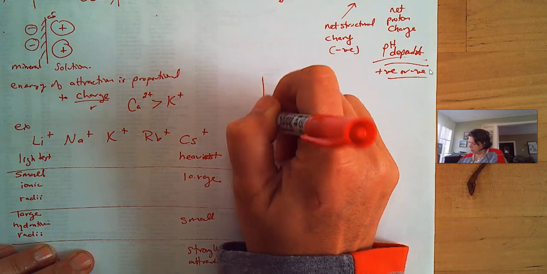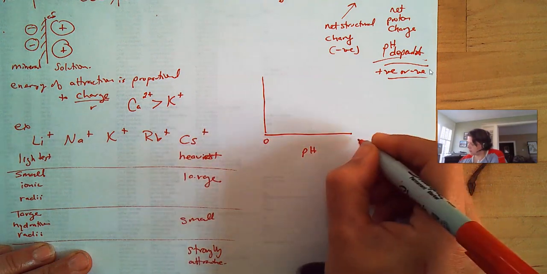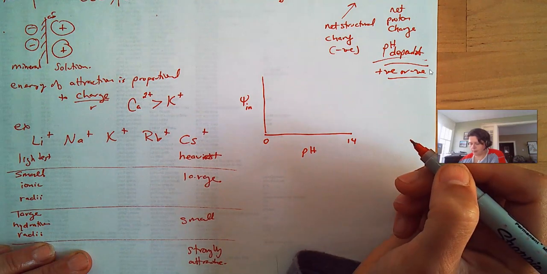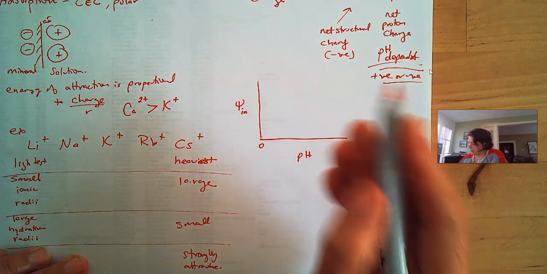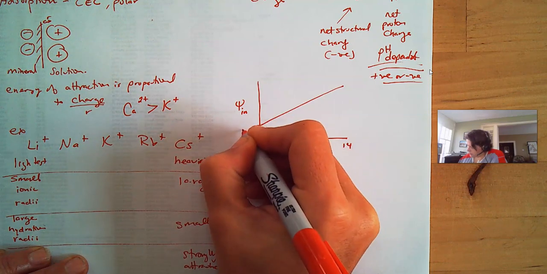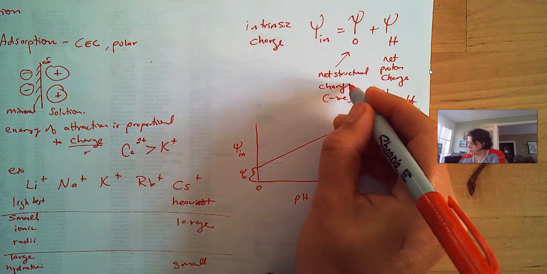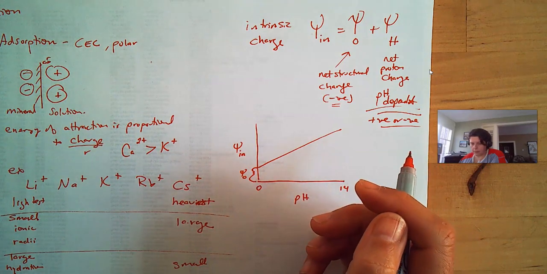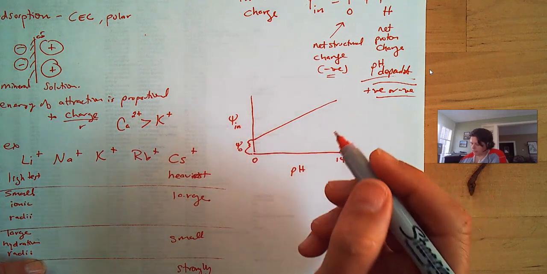So we're going to do our little figure here again. Here we have pH. We start off at 0 and go to 14. This is our intrinsic charge up in here, and we're going to draw a line like this. This right here is our net structural charge, which is always negative. So we're always going to have a little bit that's already there. This can't change. So this is the structural charge.